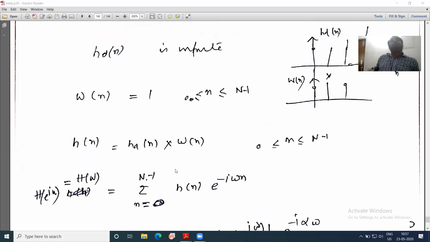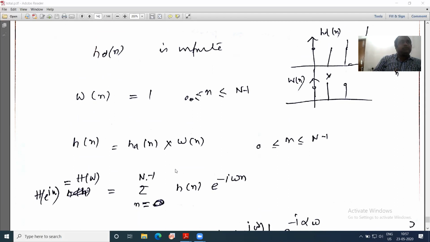Suppose you have to design a low pass filter, then first you have to do what? First you have to assume a certain desired Hd of e power j omega. That I have said, for four responses: ideal low pass, ideal high pass, ideal band pass, ideal band stop.